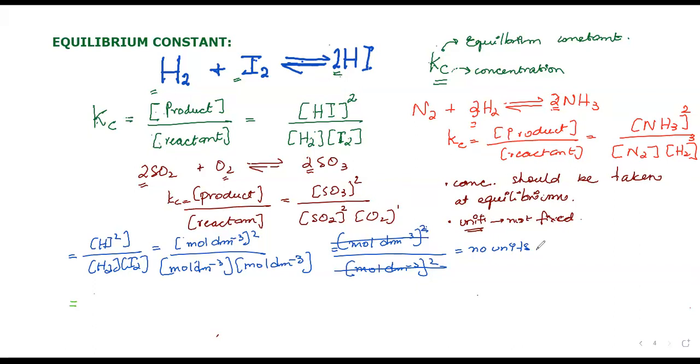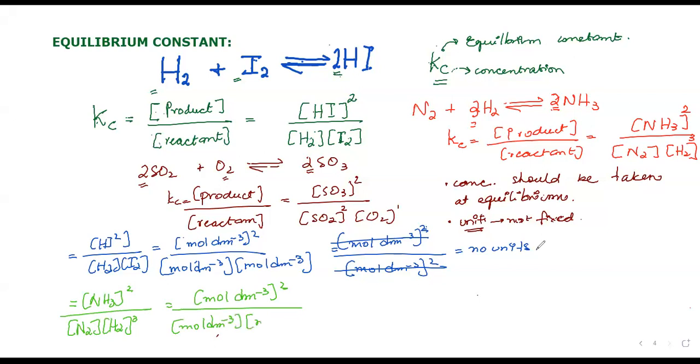The next one that we have is ammonia raised to the power of 2 divided by nitrogen and hydrogen. For ammonia, the unit is going to be mole per dm cube squared divided by mole dm cube for nitrogen, and for hydrogen, mole dm cube raised to the power of 3. If you have done the topic of indices in IGCSE Maths, this will be easier for you to solve.